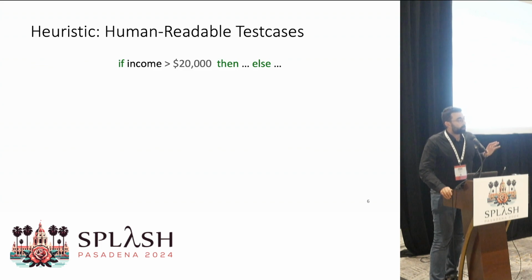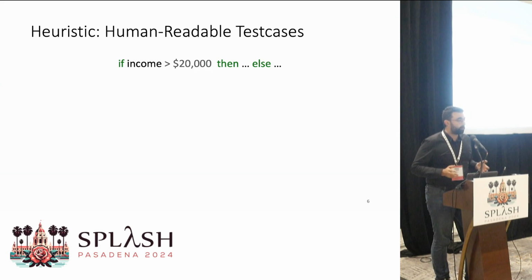There is just one heuristic I would like to talk about today, which is the one about generating human-readable test cases. To give you a very toy example, let's assume that you have a part of a law that discriminates based on some income. This is going to be framed as saying, if the income of this household is strictly greater than $20,000, then do something, otherwise do something else. The specifics are not really important here.